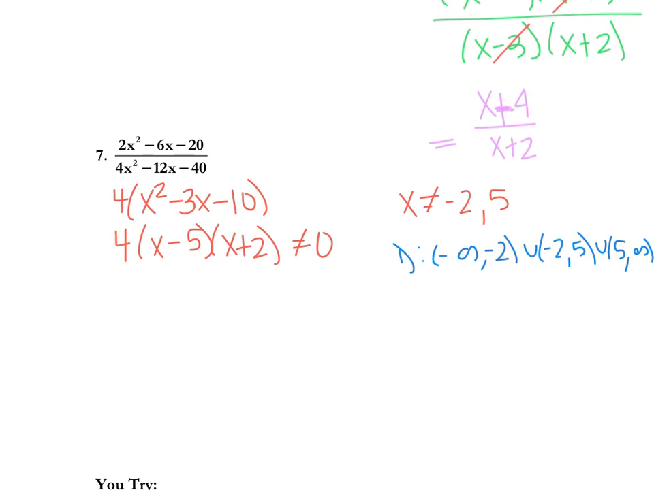Notice that I'm finding, again, the domain restrictions before I do any type of canceling or simplifying. All right, let's take a look at the numerator. So I can take out a 2. And some of you might notice right now that these two are exactly the same. That's great if you did, but we can continue to factor this. That's okay.